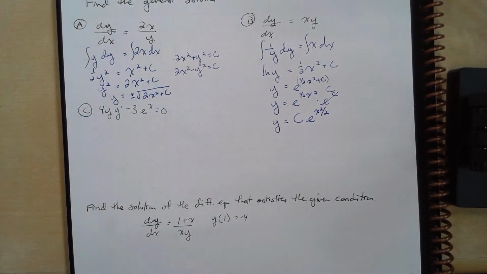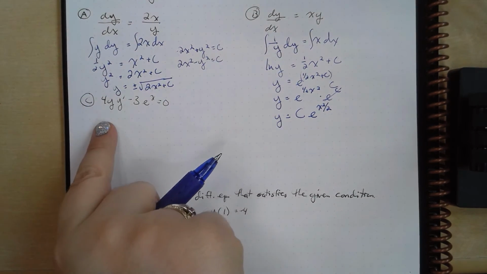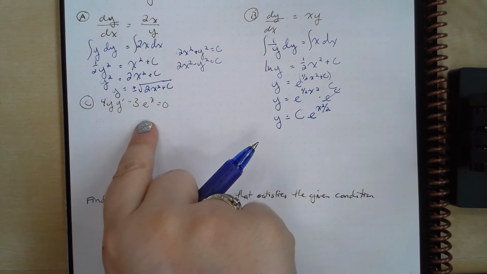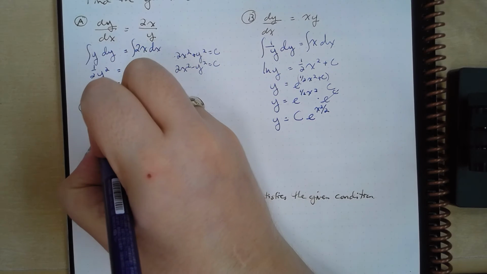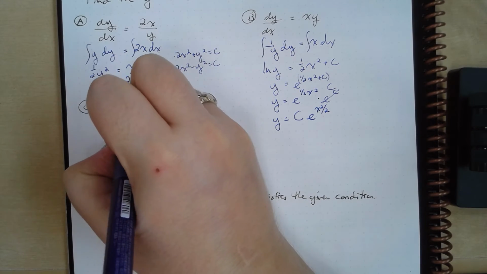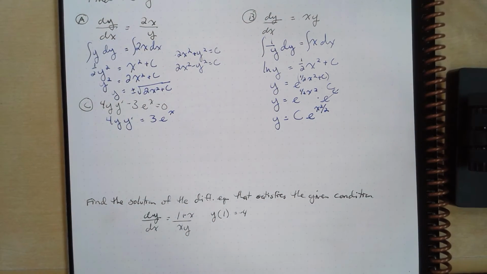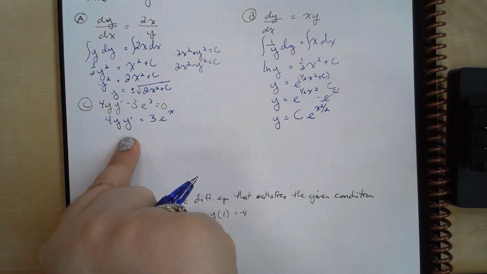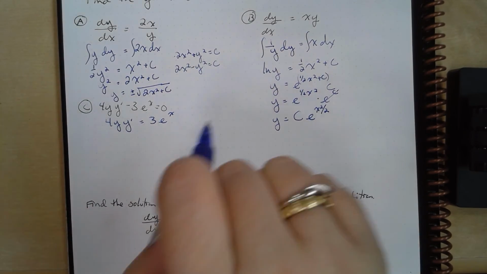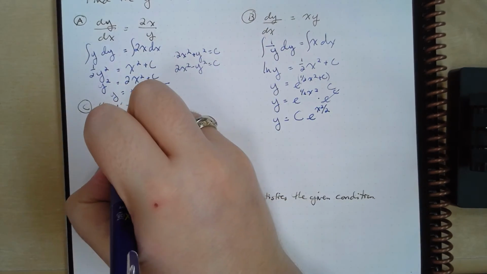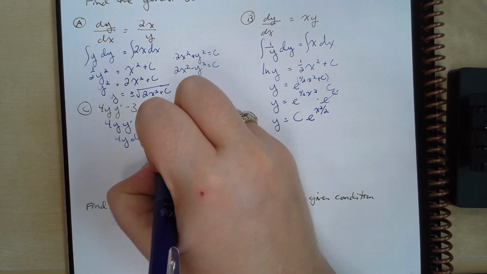Let's do one here, and then we'll do one with the given condition. So 4y prime minus 3 e to the x equals 0. Well, the first thing that I'm going to have to do is rewrite this. So I have 4y prime equals 3 e to the x. And I actually don't like having a y prime because I get it confused. So I'm going to rewrite this with dy. So this is going to be 4 dy over dx is equal to 3 e to the x.